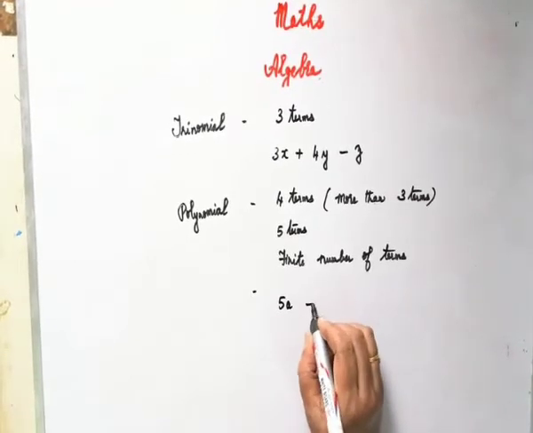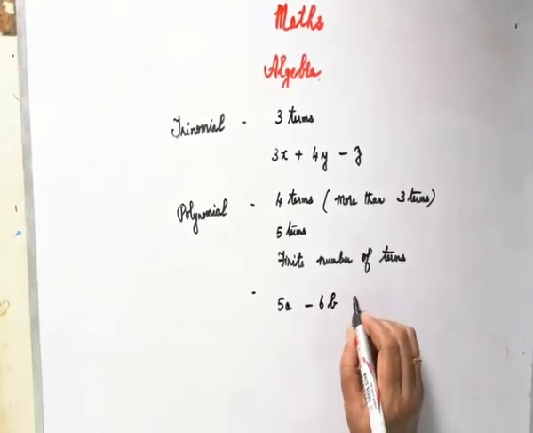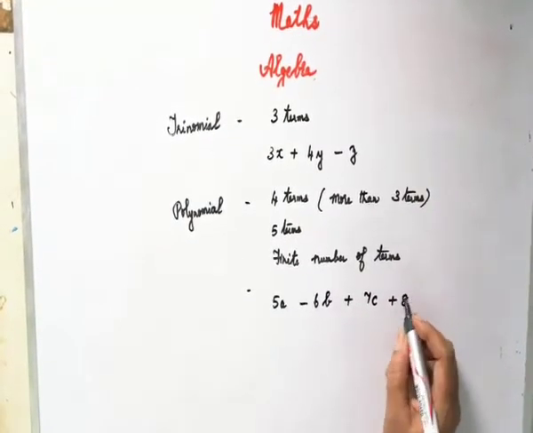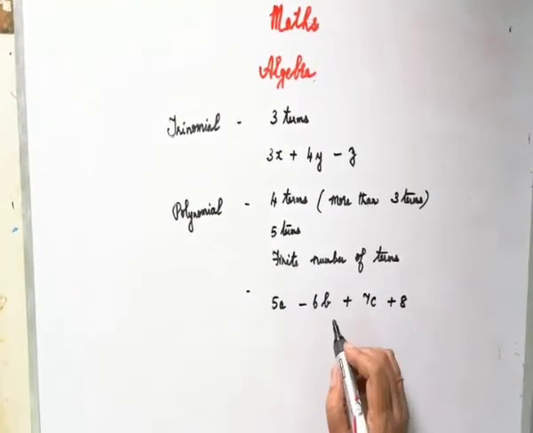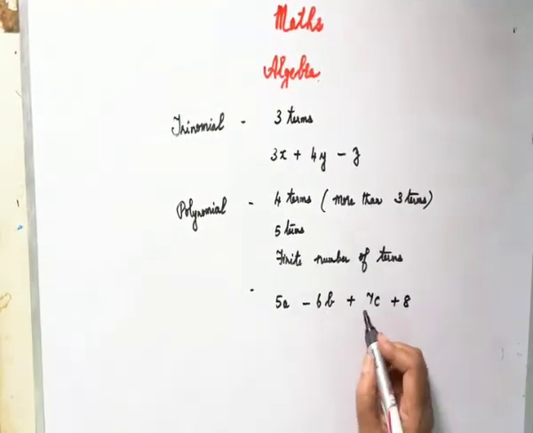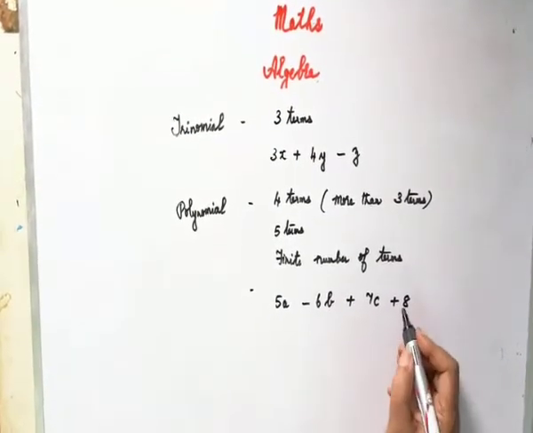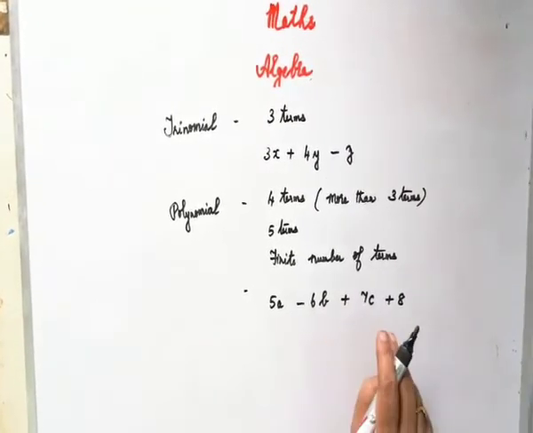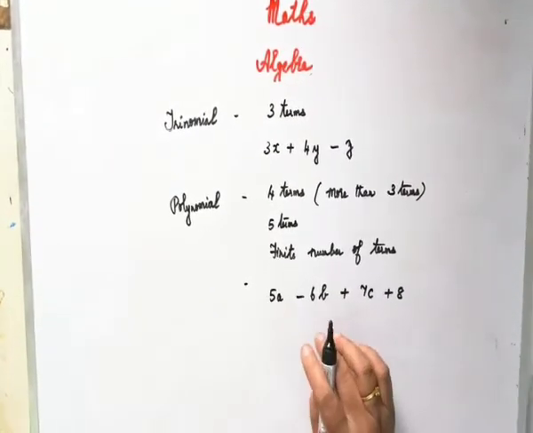5a minus 6b plus 7c plus 8. 5a is the first term, minus 6b is the second term, plus 7c is the third term, plus 8 is the fourth term. So it contains more than 3 terms, so it's a polynomial.